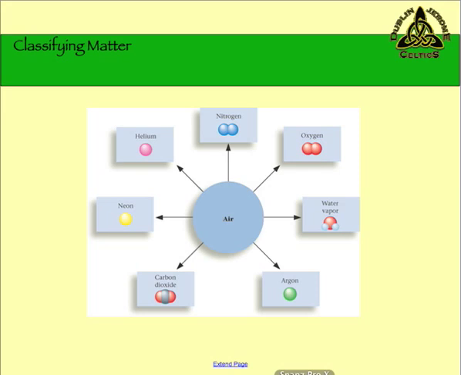Welcome to your Classifying Matter podcast. We're going to look at these pictures here and try to sort different types of matter into different categories. All right, let's get started.